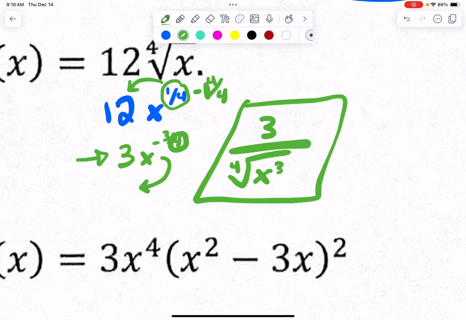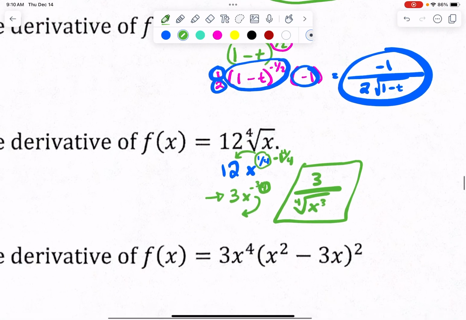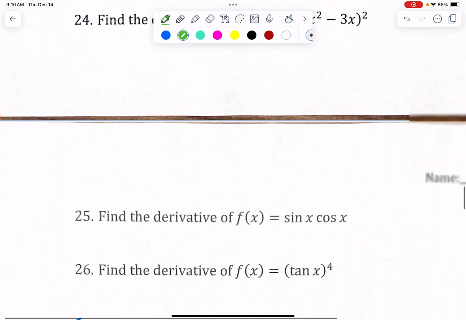That was not a chain rule, that was just a basic power rule, but fixing your exponent and making it positive again, okay? So that was my derivative. Where are we at here? We got just a few left.